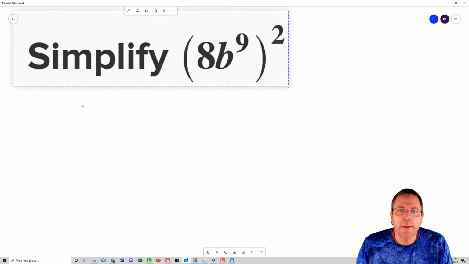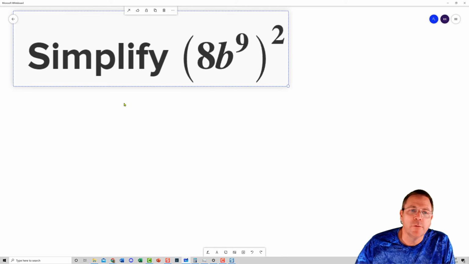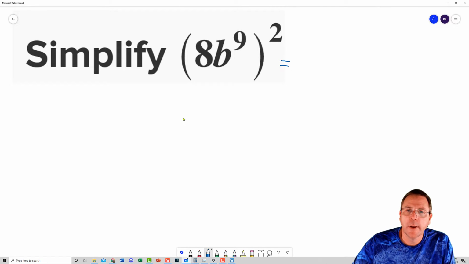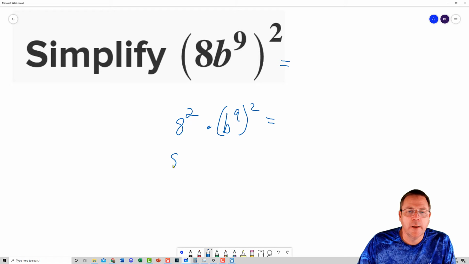Did you get the happy ding sound? Let's see how I do this. So I'm going to start off with the original problem here. Put in my equal sign, and then I'm going to distribute that 2 through the grouping symbol. So I'm going to have 8 squared times b to the 9th squared. From there I can say 8 squared times b to the 9th times 2.